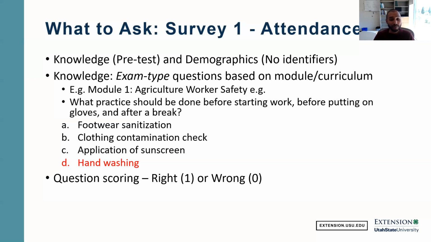The slide shows an example of an exam-type knowledge test. This is a standard multiple choice question for a program on food safety on farms. So as you can see, the right answer is D. So the participants get 1 point for selecting that right answer and 0 if they got it wrong.